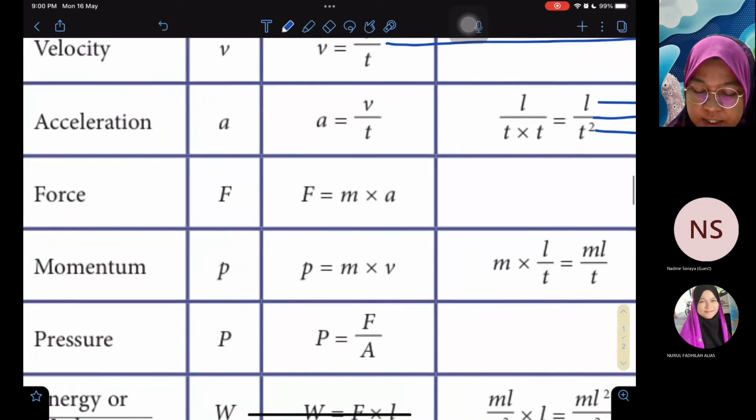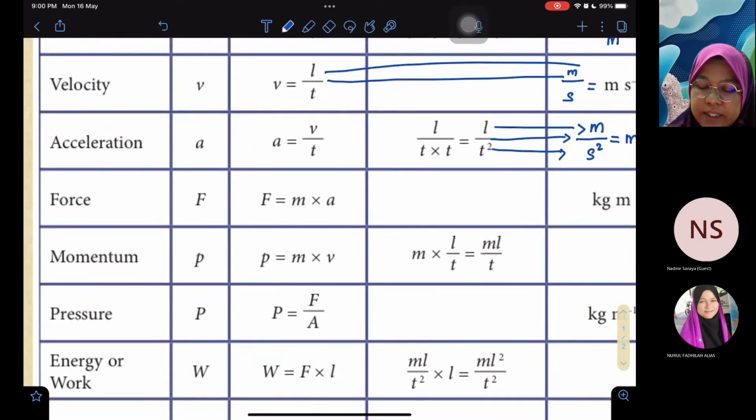Okay, force, we always talk about force. If the question says, let's say this is an SPM question, write down the formula for force in terms of basic quantities. How do we do it? This is a bit long. Why is it long? Because first of all, mass. Is mass a basic quantity? Yes. So we leave it like that.